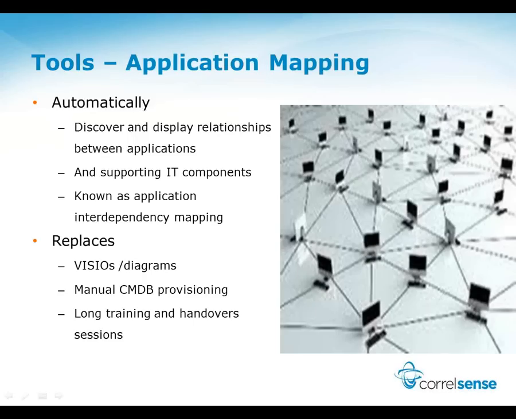So the first tool I'm going to talk about is application mapping. Application mapping is a tool that automatically discovers, monitors, and displays the relationship between complex applications and their supporting components. It is also known in the industry as application interdependency mapping, and it is quickly becoming a must-have dashboard for IT managers.